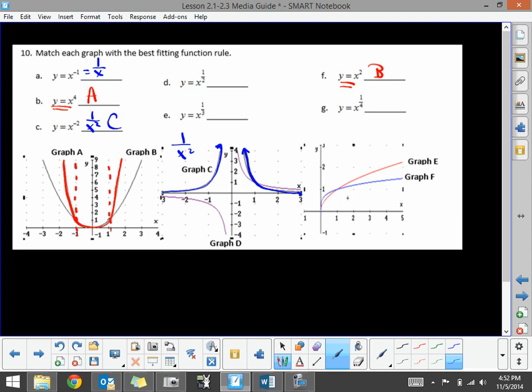So that means that graph C is the x to the -2. The other one is our butterfly graph, and the butterfly graphs are raised to the -1 or just 1 over x. So that means graph D is your butterfly graph, or y equals x to the -1.